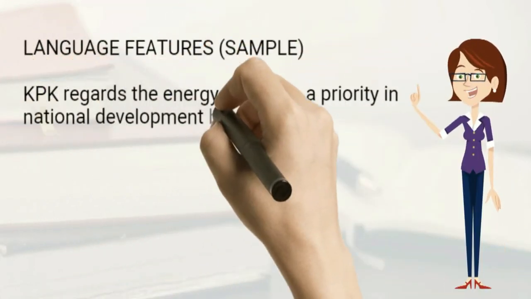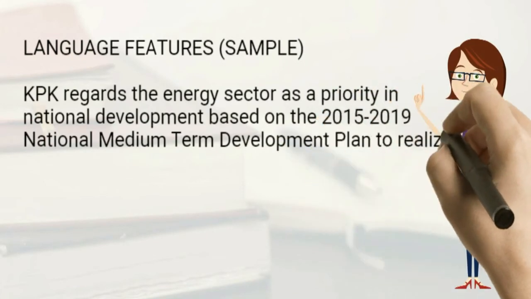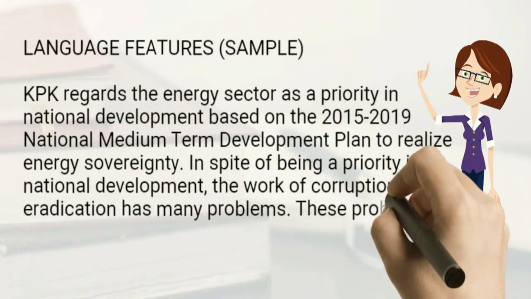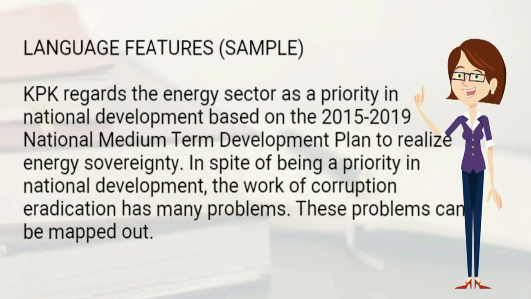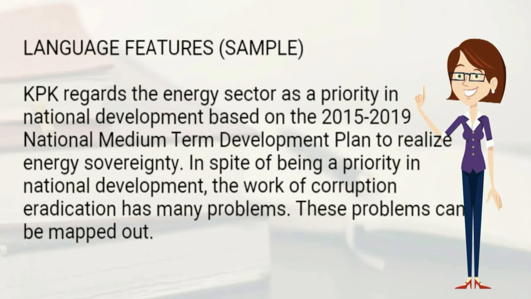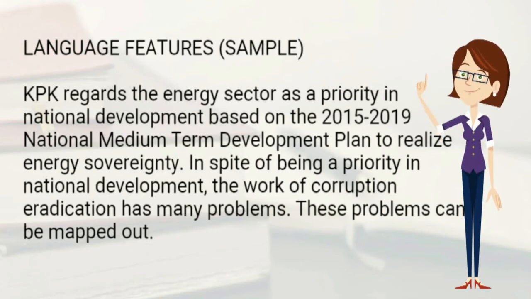Language features sample. The KPK regards the energy sector as a priority in national development based on the 2015 to 2019 National Medium-Term Development Plan to realize energy sovereignty. In spite of being a priority in national development, the work of corruption eradication has many problems. These problems can be mapped out.